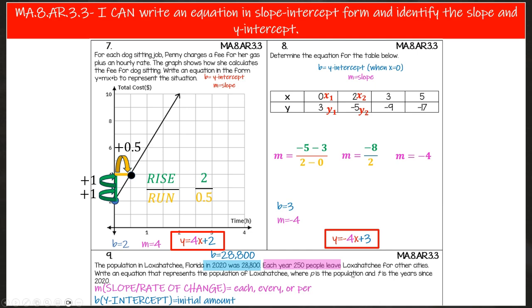Loxahatchee for other cities. So write an equation that represents the population, where P is the population and T is the years since 2020. So we're going to write that in the form P is equal to M, which is our slope, times T plus B. So our M is actually a negative 250 because people are leaving the town, so we're decreasing. And the initial population is 28,800.